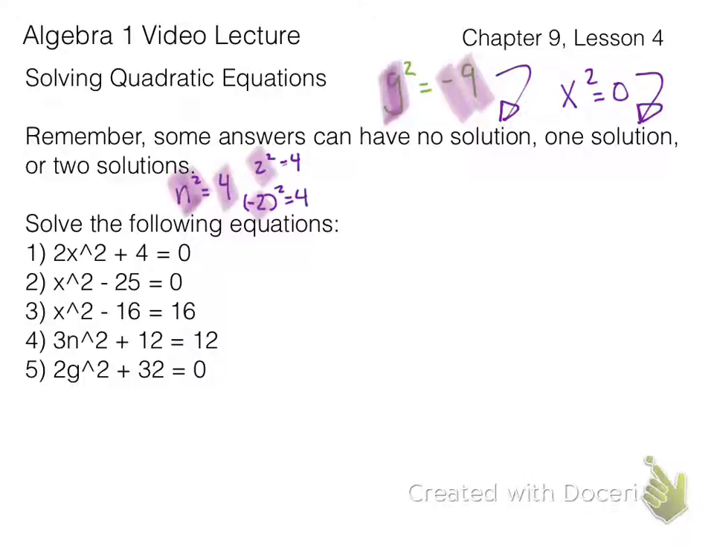And then if you have anything to the square equaling 0, that's one solution. And if you have anything that could give you a possibility of a positive or negative answer, you're going to have a two solution situation. So let's go ahead and do an example problem.